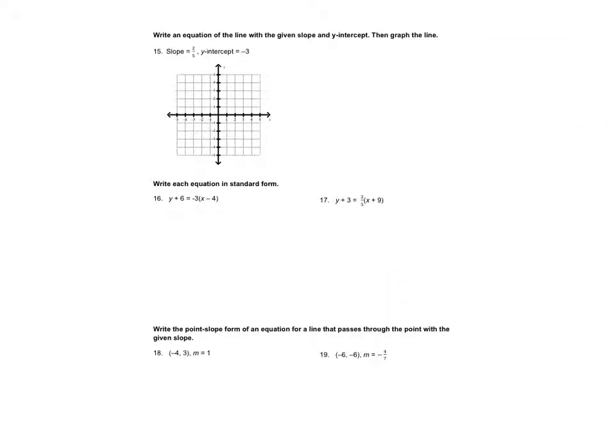Write an equation of the line with the given slope and y-intercept. So you're given slope and intercept. That means you use the slope-intercept form. Slope is m. Y-intercept is -3. Y equals mx plus b. That's -3. Then graph the line. Slope, so y-intercept of -3. Slope means you go up 2 and to the right 5. Connect your dots. Boom, you're done.